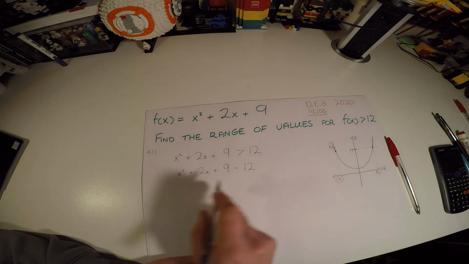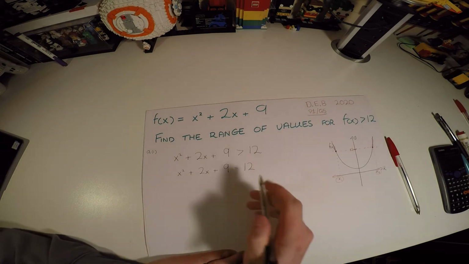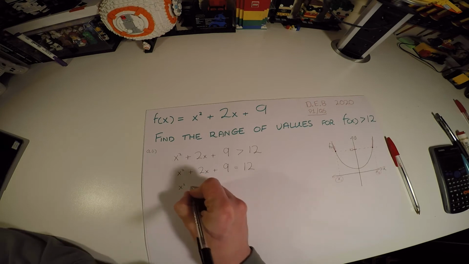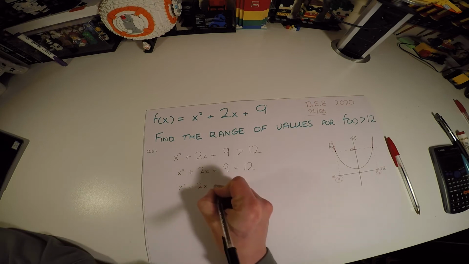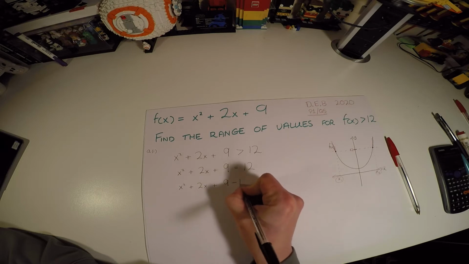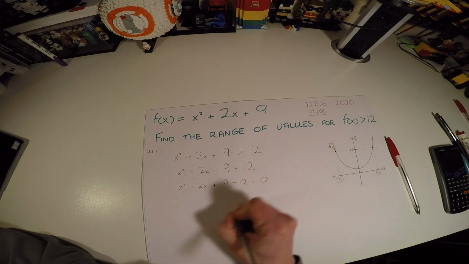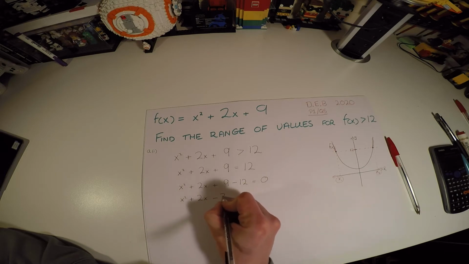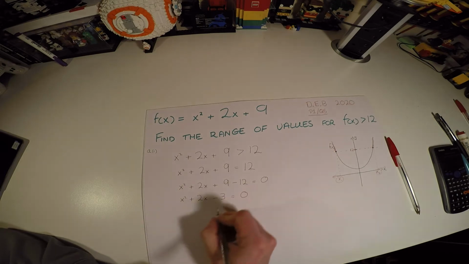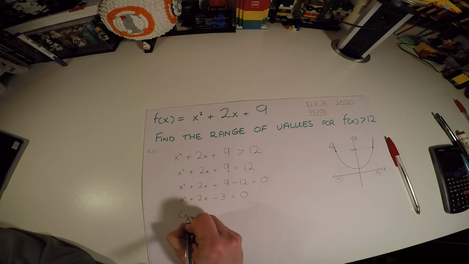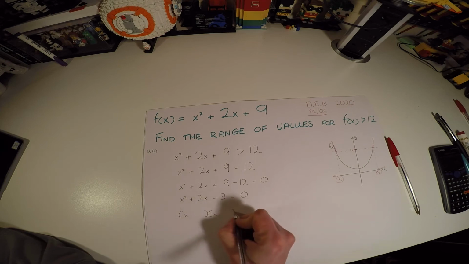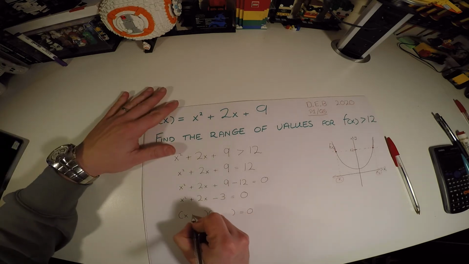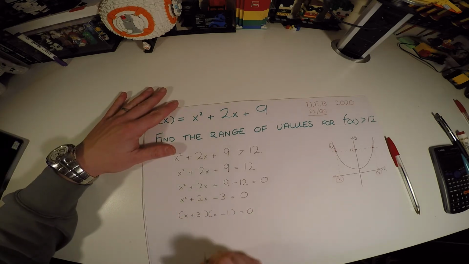Well, it's a quadratic equation, and the only way we know how to solve quadratics is to bring everything to one side and set it equal to 0. So that's where x squared plus 2x plus 9 minus 12 is equal to 0. x squared plus 2x minus 3 equals 0. This is an easy enough problem. Let's factorize it, set it equal to 0. The factors of minus 3 that add up to plus 2 are simply plus 3 and minus 1.